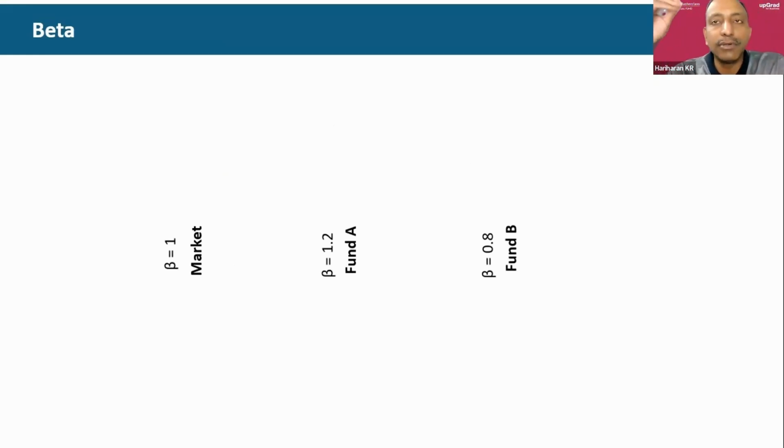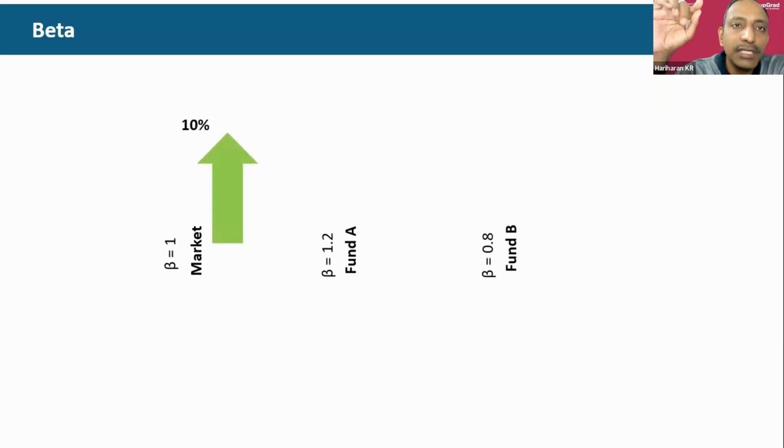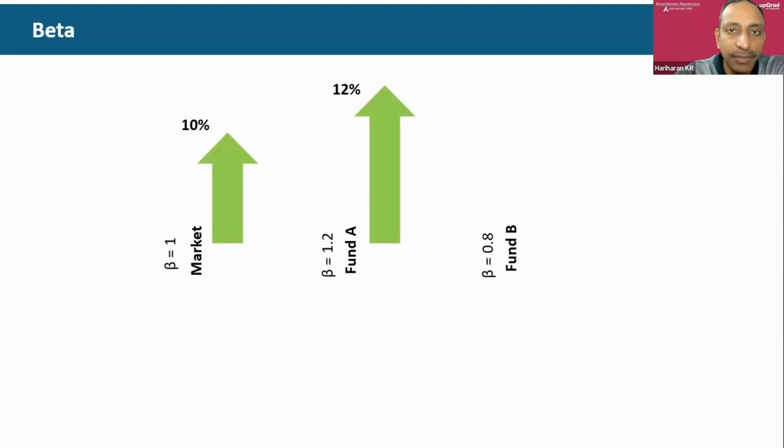So beta is relative to market performance. How much can my fund perform or deliver? If I have fund A and B, and the market has delivered 10% positive returns, fund A, which has a beta of 1.2, will deliver 10 into 1.2, which is 12% returns. So higher the beta relative to market, more is the performance. On the other hand, fund B, which has a beta of 0.8, will deliver 8%, 10 into 0.8, 8%. So what beta tells us is, relative to market, what could be my performance from the fund.